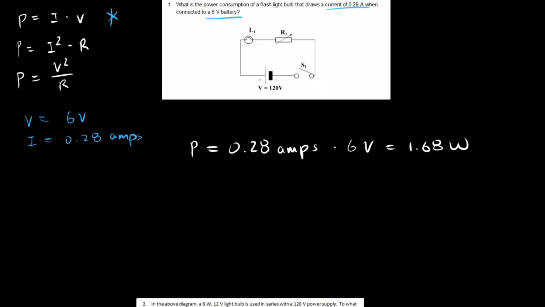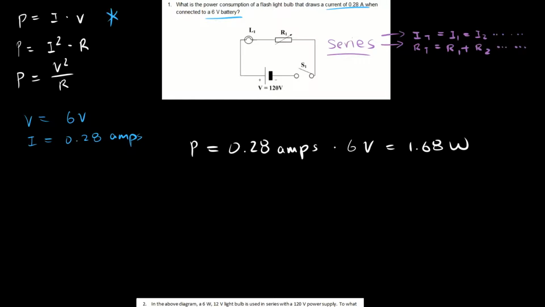So the first claim you can make about this circuit is that it is a series circuit. A series circuit. And therefore, you can make the claim that I total is equal to I1, which is equal to I2, etc., etc. Additionally, you know that R total, the resistance, is equal to R1 plus R2, etc., etc.